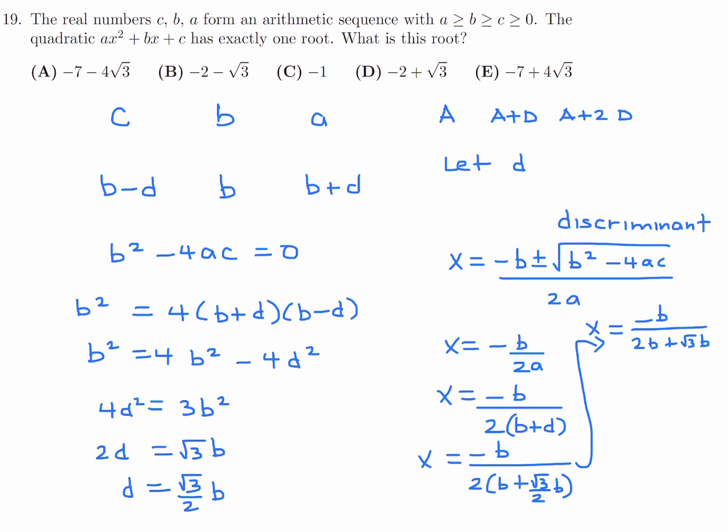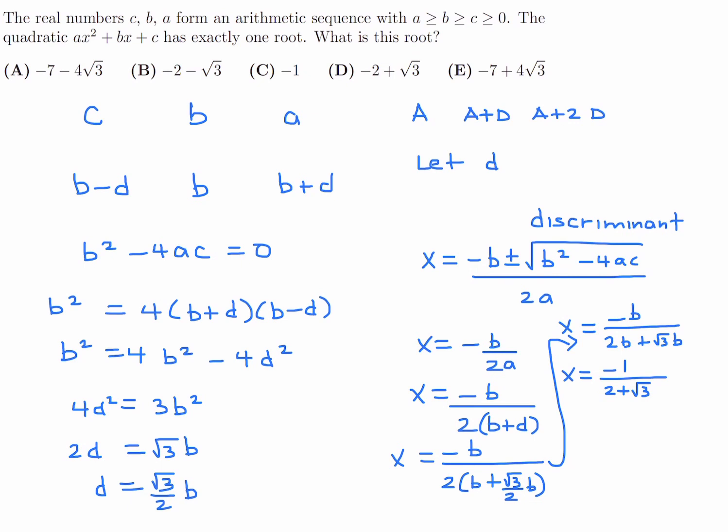You don't really need a common denominator. And the good news here is that the b's all cancel, so all you're left with is negative 1 over 2 plus root 3. And that is the answer, negative 1 over 2 plus root 3. But interestingly, it's not one of the answer choices, but that's okay. That just means we have to rationalize the denominator. And when you rationalize the denominator, it just means you're multiplying top and bottom by the conjugate. So 2 minus root 3 and 2 minus root 3 like that.